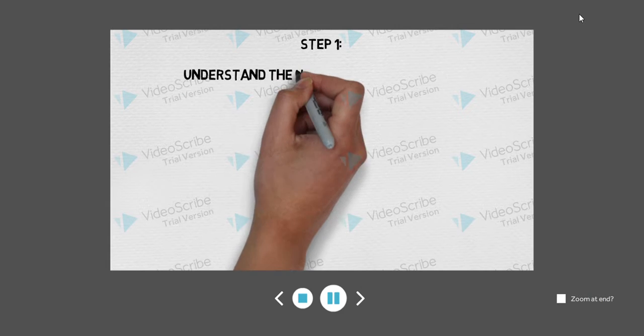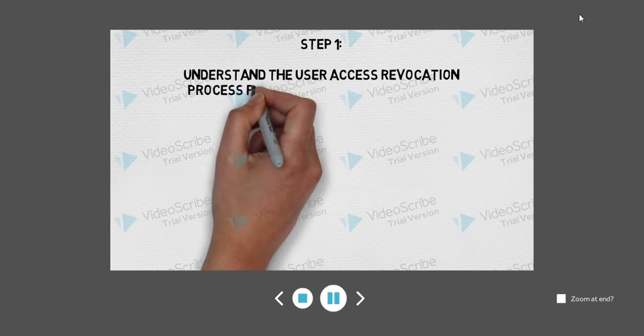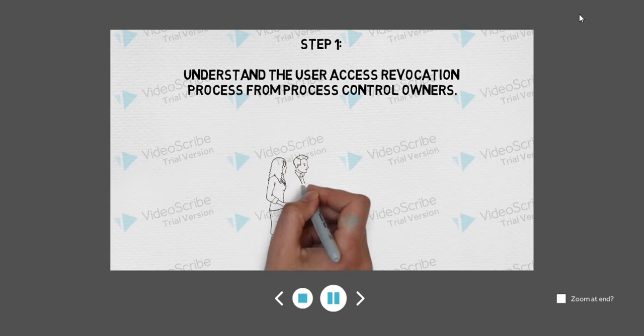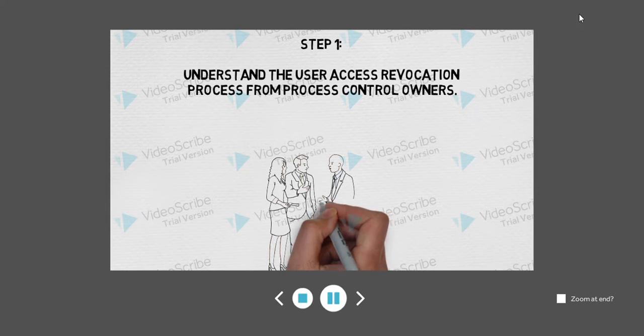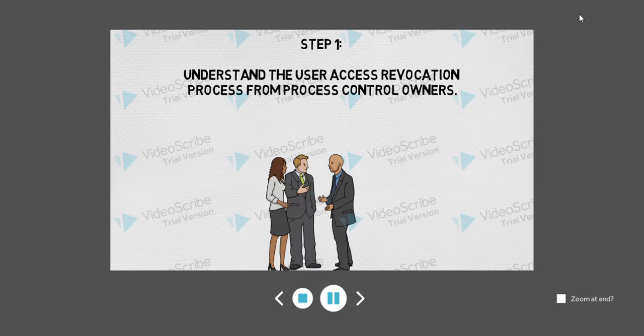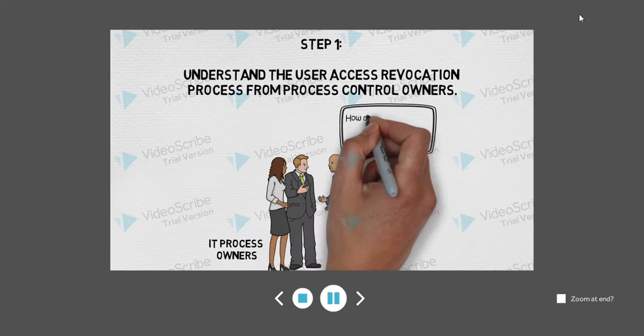Step 1 is to understand the organization's user exit process by performing interviews with the process control owners, such as the HR and the IT application owners, who will share the right insights about what really goes on behind the scenes.